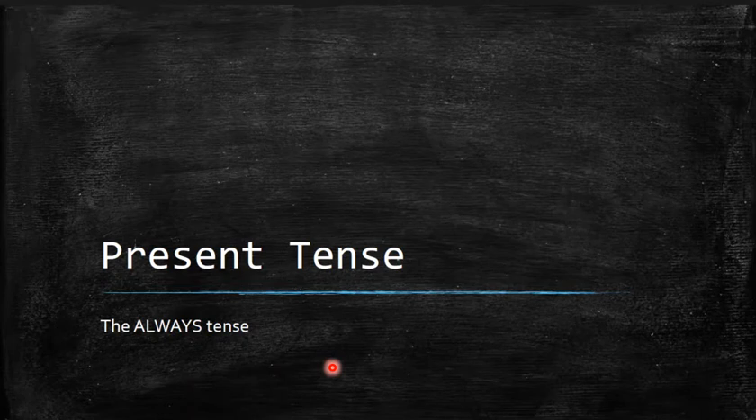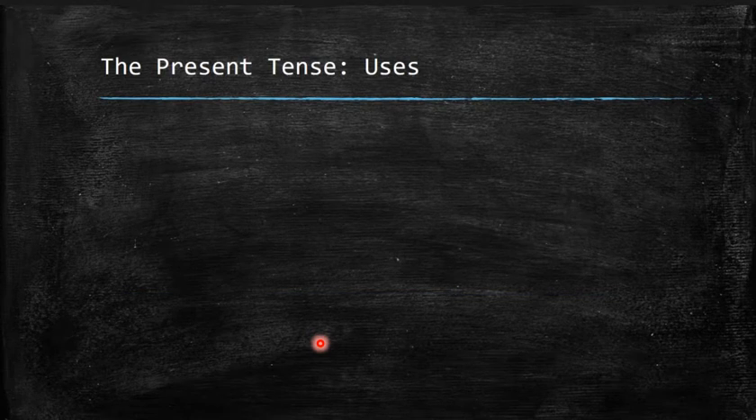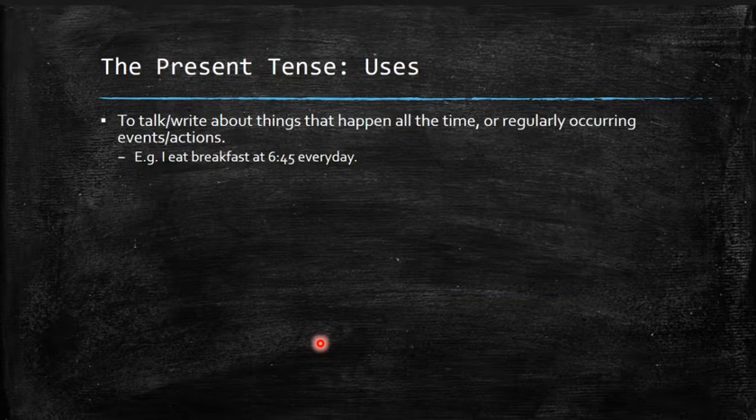Okay, this is a basic introduction to the present tense, or what I like to call the always tense. Here are some uses for the present tense when we want to talk or write about things that happen all the time or regularly occurring events or actions. An example is I eat breakfast at 6:45 every day, so this happens all the time. We use the simple form, I eat.